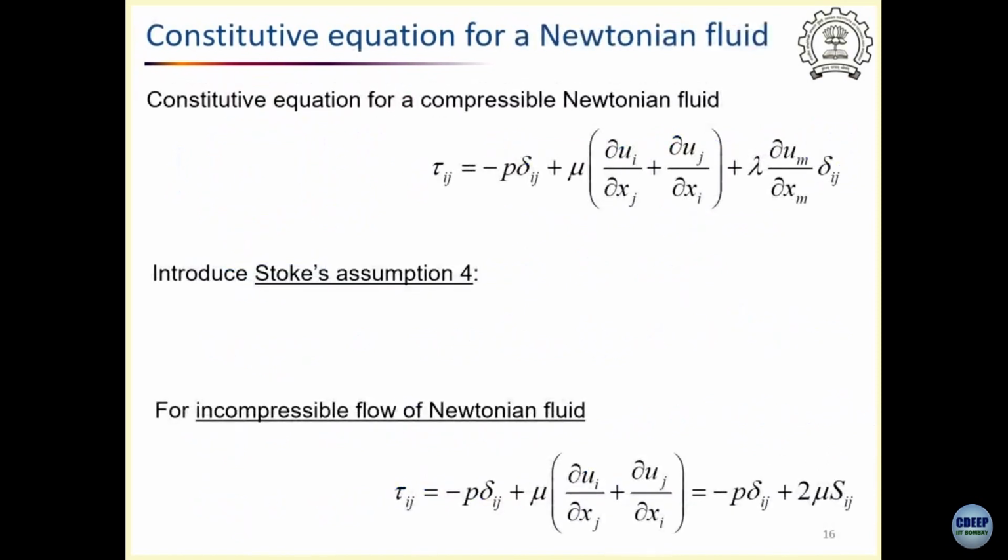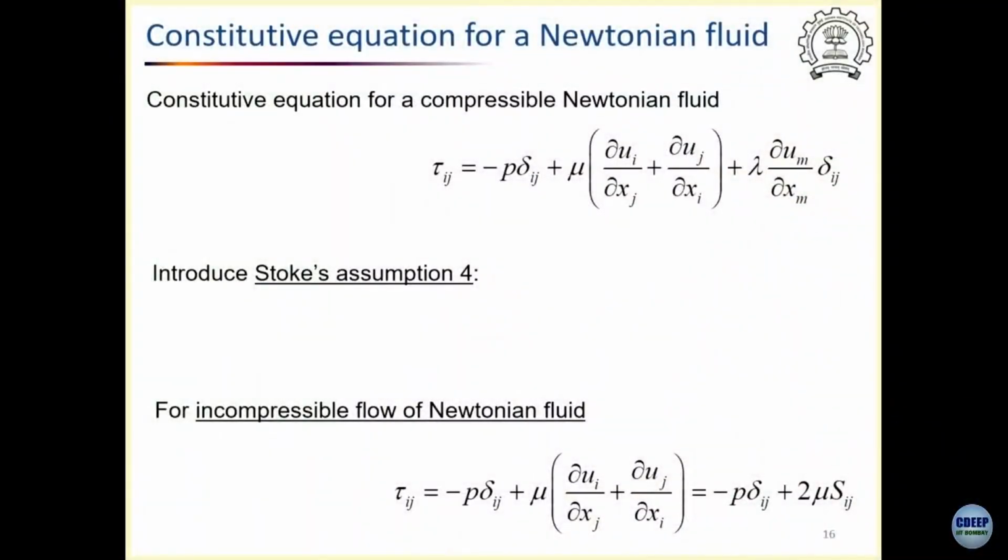What I have done here is I have just written the true form of S_ij in terms of velocity. S_ij is dou u_i by dou x_j plus dou u_j by dou x_i, the strain rate tensor, and then lambda dou u_m by dou x_m delta_ij. So this is the constitutive equation for a compressible Newtonian fluid, Newtonian because we said that there is a linear relation between the two. And now what I want to do is to introduce the Stokes assumption, which basically introduces a special kind of viscosity.